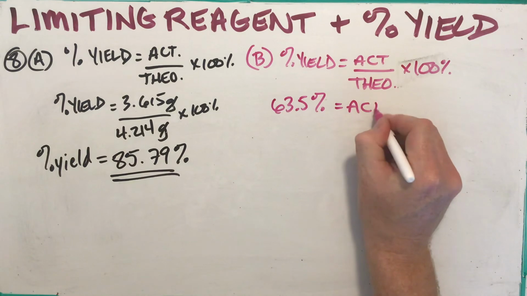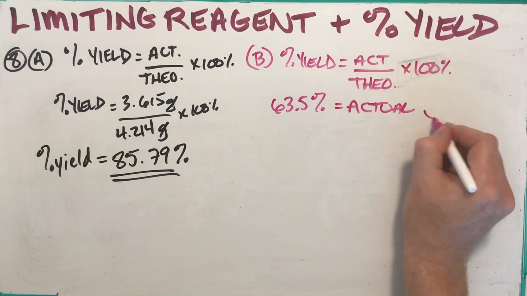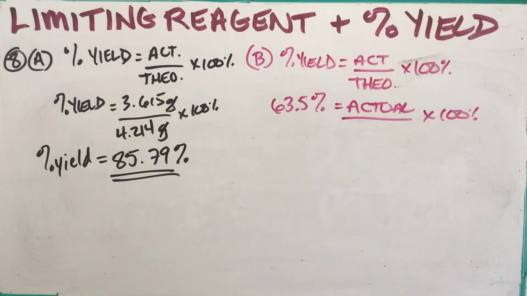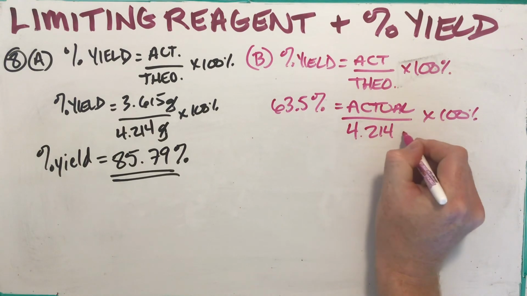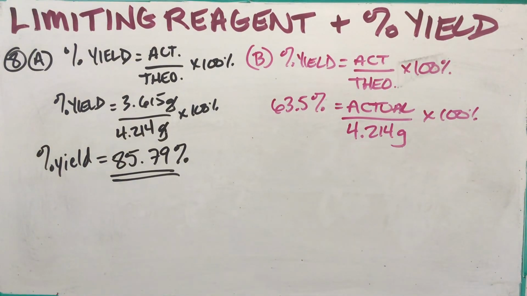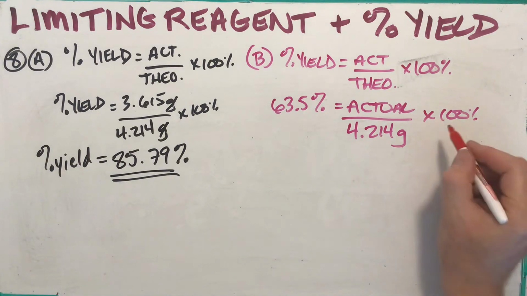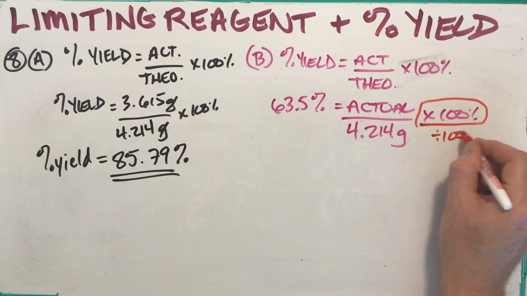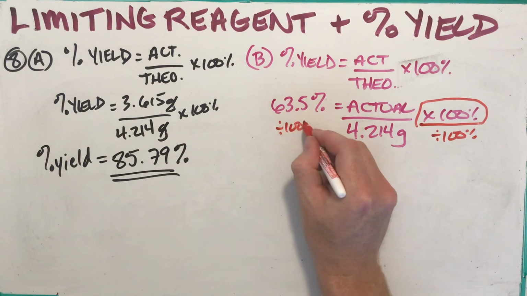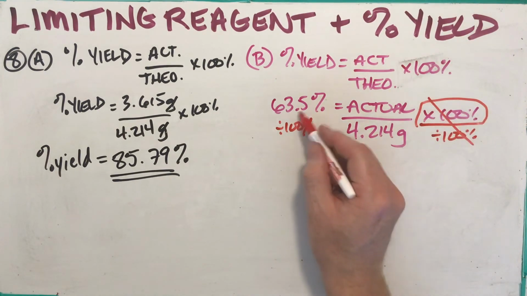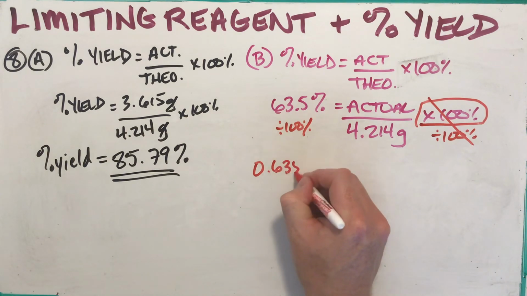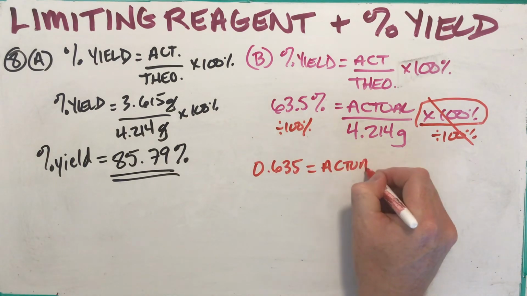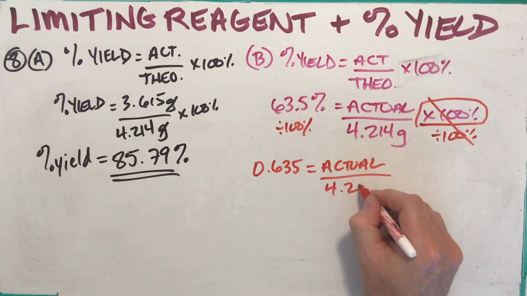My actual is what we're looking for. I'll actually write the word actual this time, times 100%. And my theoretical yield, which I'll put under that, is 4.214 grams. And so now I have to do the steps. I want to get rid of this. If it is multiplied by 100% here, to get rid of it, I do the opposite to both sides. Those will cancel, and that will be 0.635, equal to my actual over 4.214 grams.